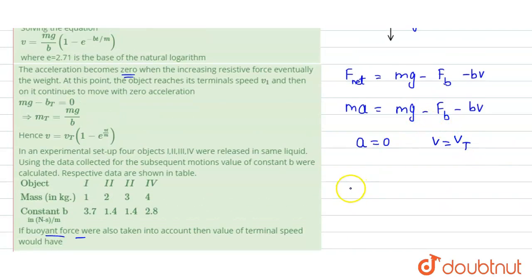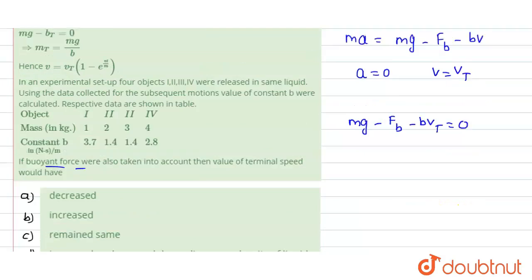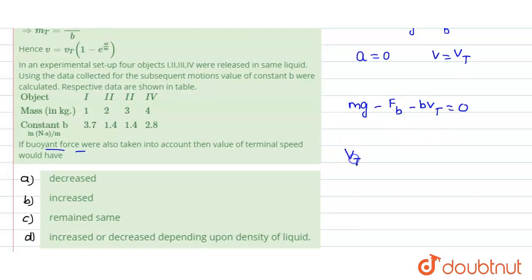From this expression we can say that mg minus Fb minus b v t equals 0. When the velocity is the terminal velocity, acceleration would be 0, so this term would be 0. From this expression we can get the value of the terminal velocity, which would be mg minus Fb divided by b. Here we can see that if we take buoyant force into account, then we will be subtracting something from the numerator. So this would decrease our numerator. If the numerator is decreased, then the terminal velocity would be decreased.